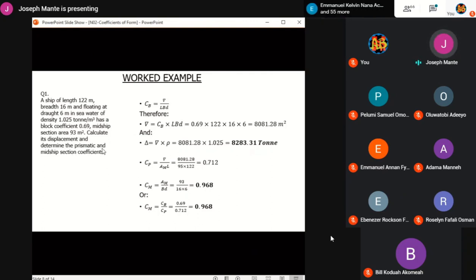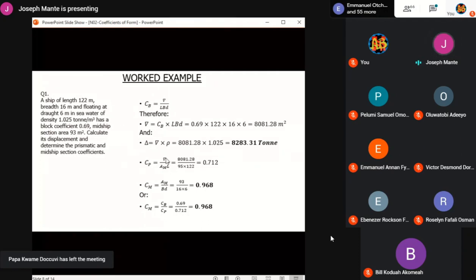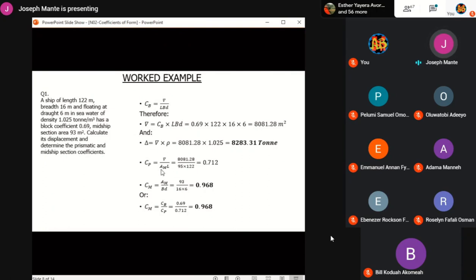Now determine the prismatic and midship section coefficient. So the prismatic, we said, is CP, which is equal to the volume over area times length. We've already calculated the volume displacement. We have the A, and that is the midship section area, which is 93. This thing should be 93. Okay? It's not 95. So make it 93, okay?